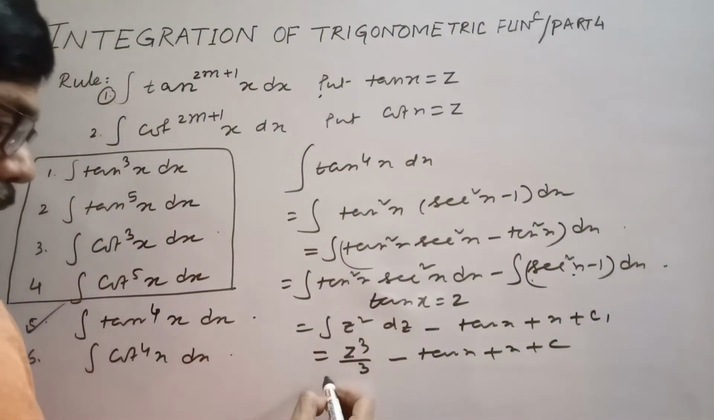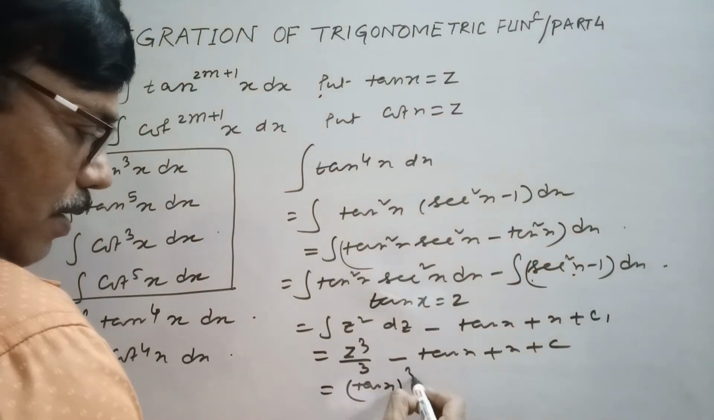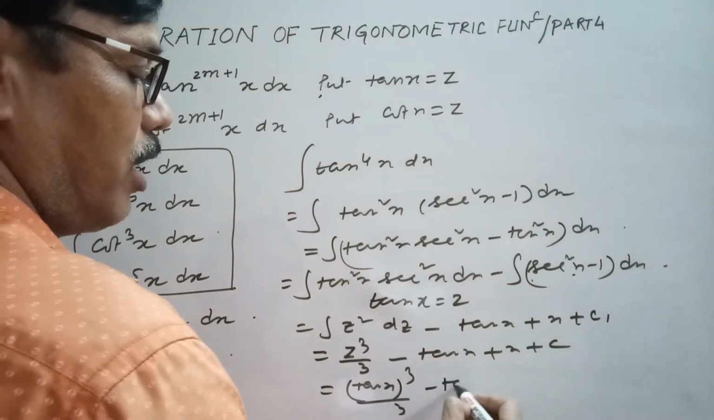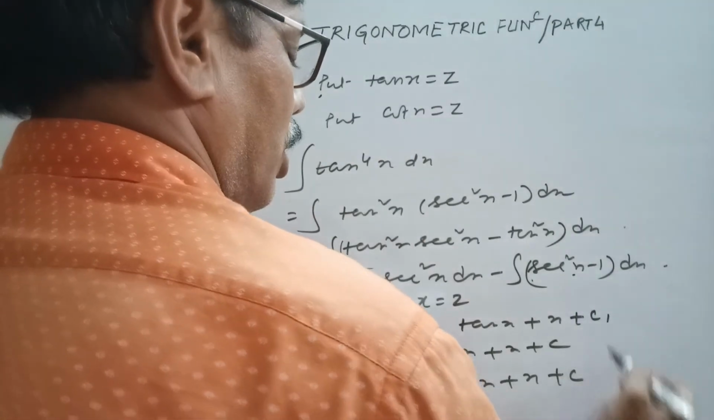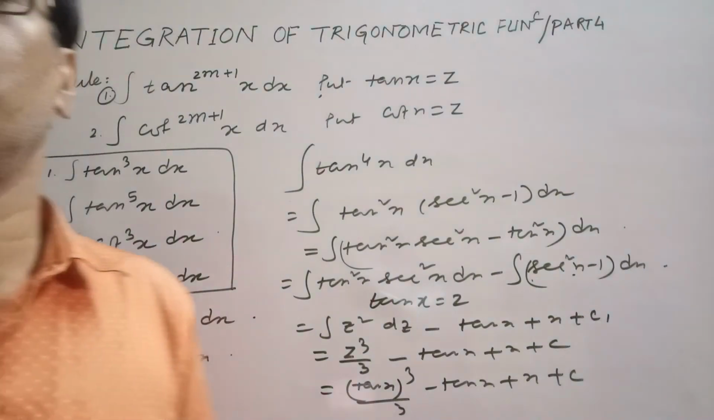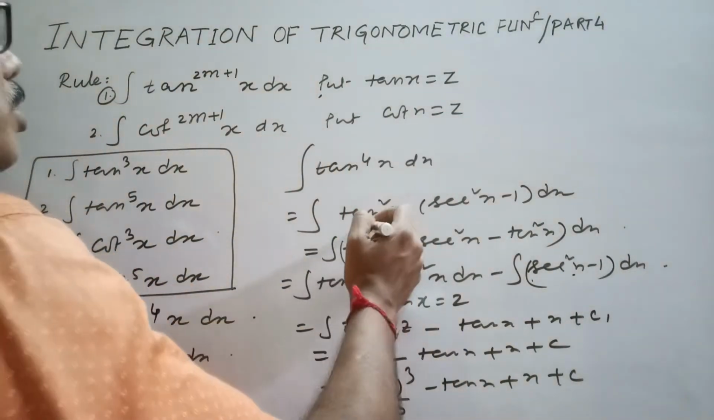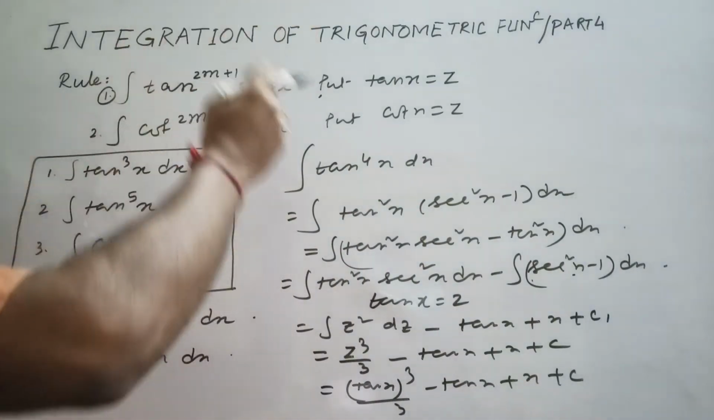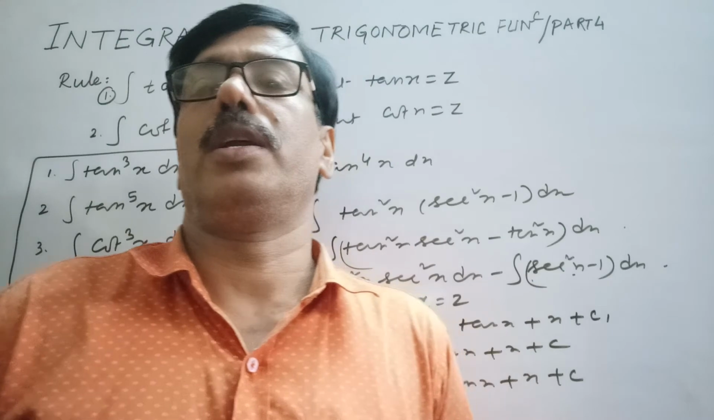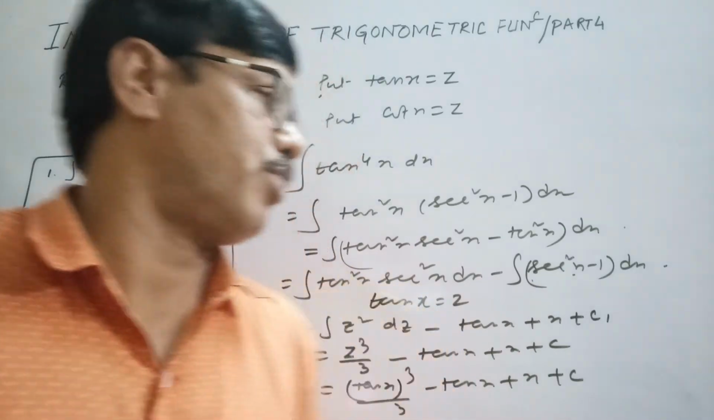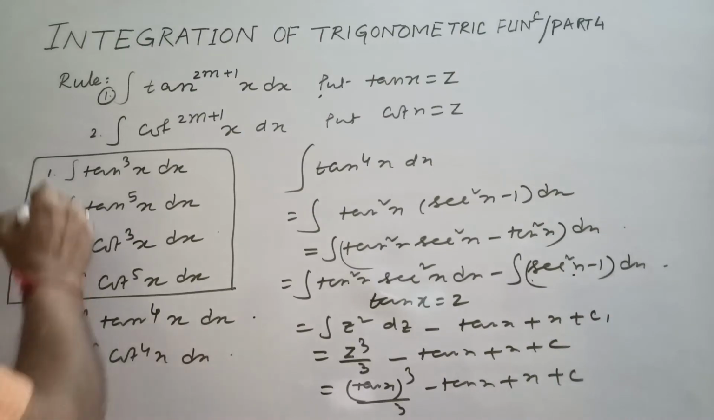Put the value of tan x. So tan cube x by 3 minus tan x plus x plus c. So if the power of tan is even, it reduces to the earlier method: tan to the even power or odd power into even power of sec. So problems number 1 and 5.